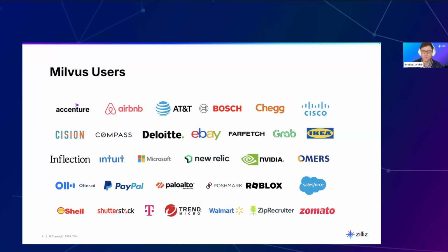Another thing about Milvus is it's trusted by some of the biggest companies in tech and other industries. It's everyone from NVIDIA to Roblox, Salesforce, Airbnb, AT&T, Microsoft. That's a strong testimony that they're using this open source software in production and it's producing lots of value for them.